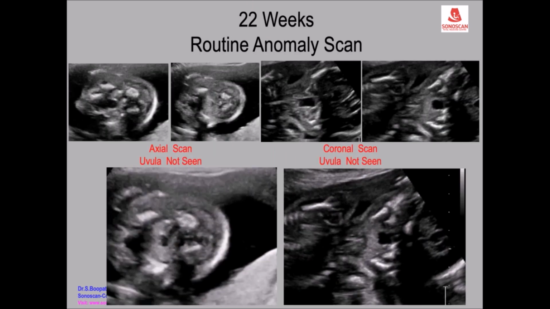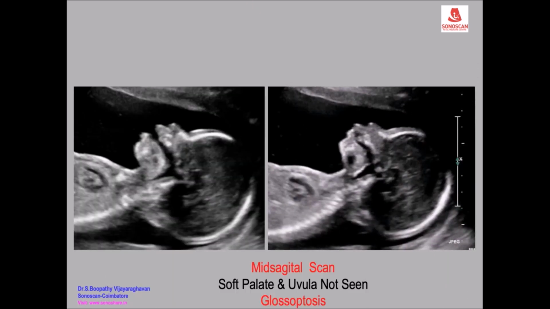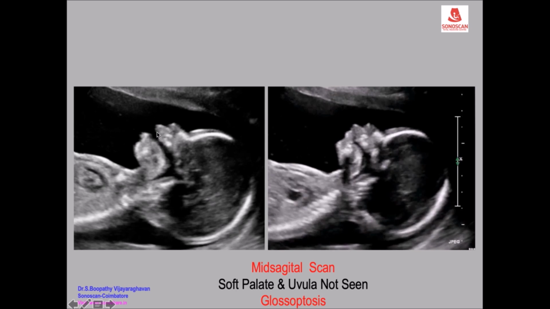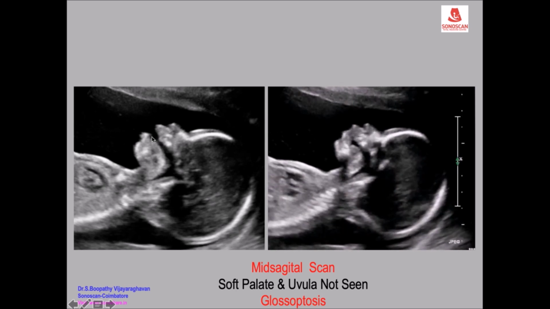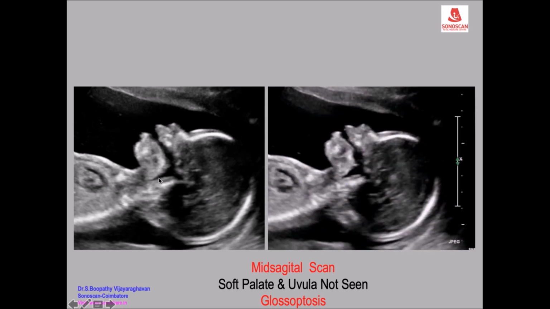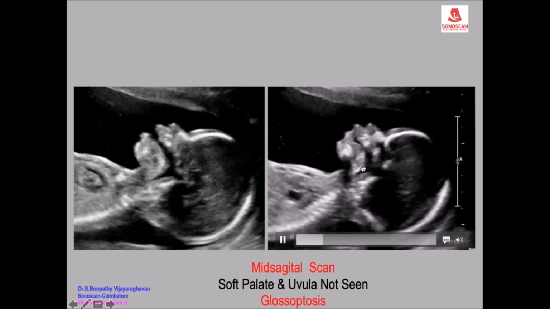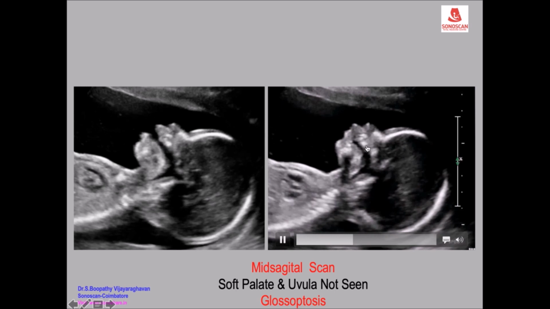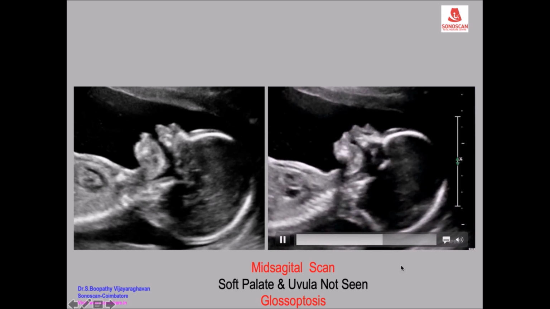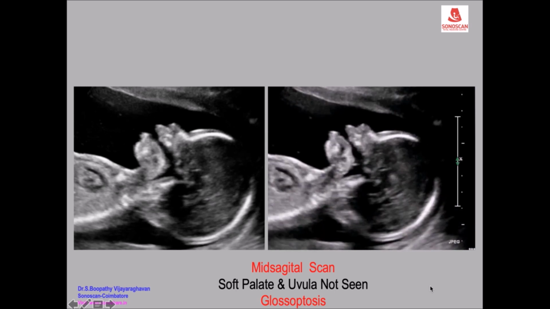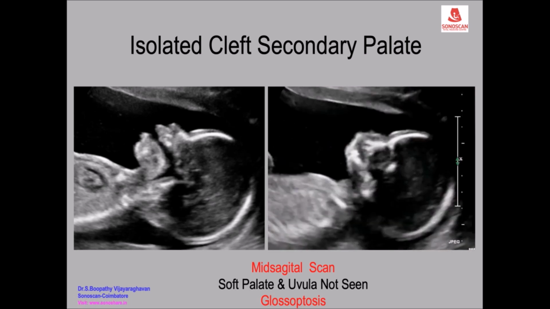In this sagittal, there was no micrognathia. So here you see the mid-sagittal, you see there is no micrognathia, but still you don't see the soft palate and uvula. So it is the video showing the glossoptosis. You fail to see the soft palate and uvula, there is glossoptosis. So this is an isolated cleft secondary palate.